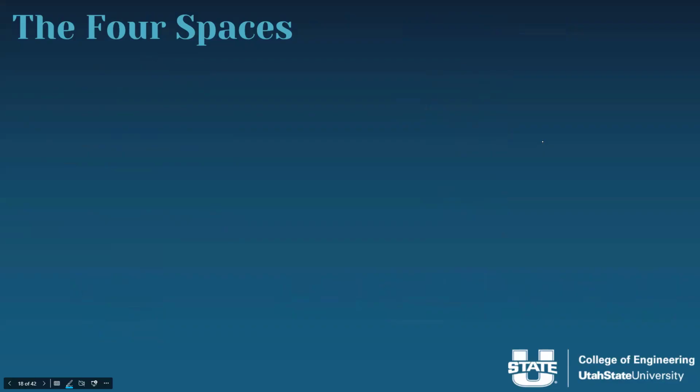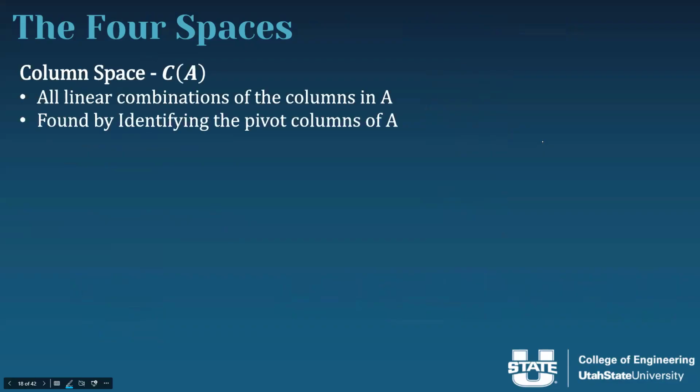All right, so now we're going to talk about the 4 vector subspaces. The first one is the column space. What the column space represents is all linear combinations of the columns of A. And it's found by identifying what we call the pivot columns.